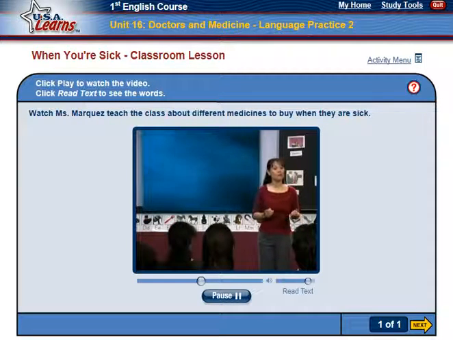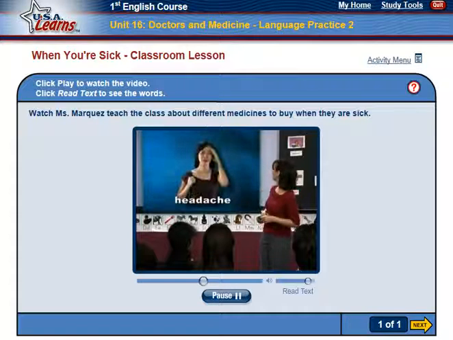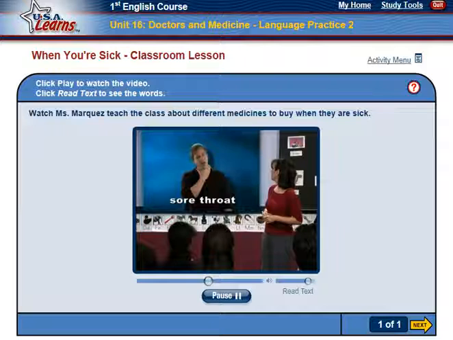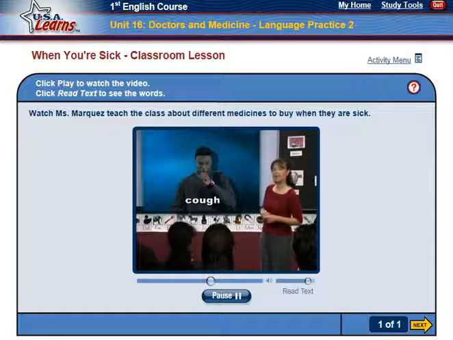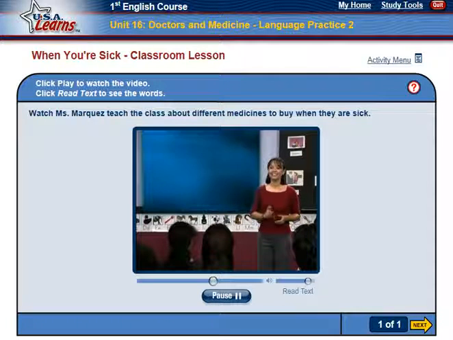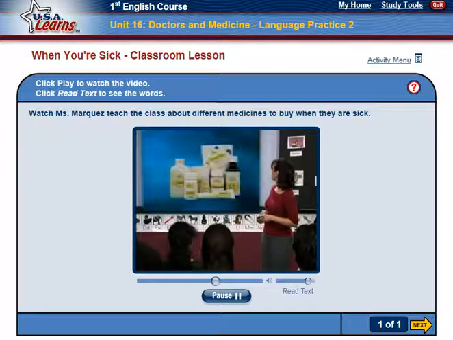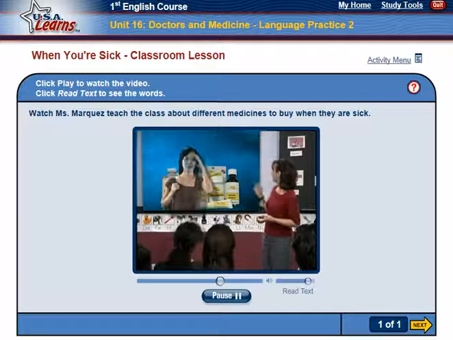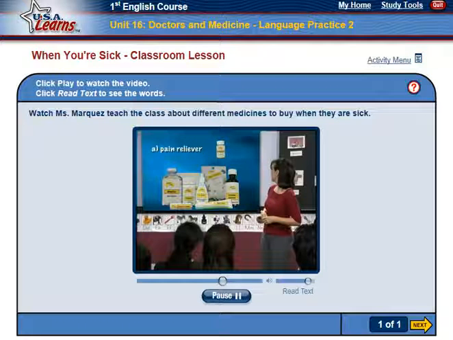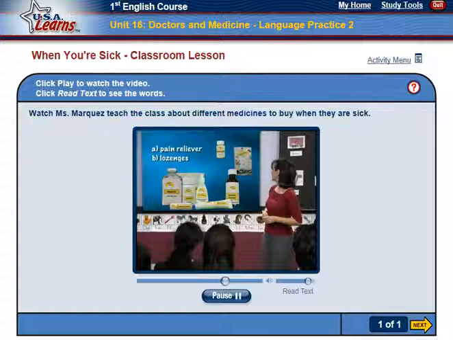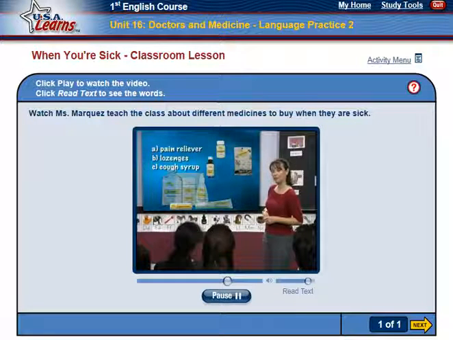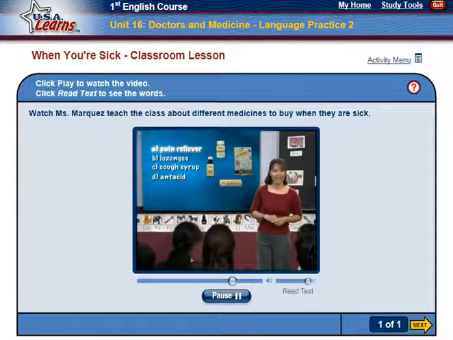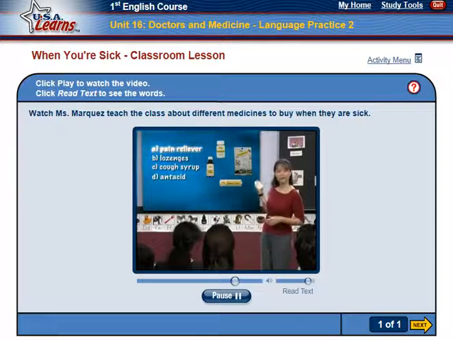People sometimes take them for a headache, a stomach ache, a sore throat, a cough, and other aches and pains. Let's take a look at some of these over-the-counter medicines. Class, what do you buy for a headache? A, pain reliever. B, lozenges. C, cough syrup. Or D, antacid. A. Right. You take a pain reliever, like aspirin, for a headache.